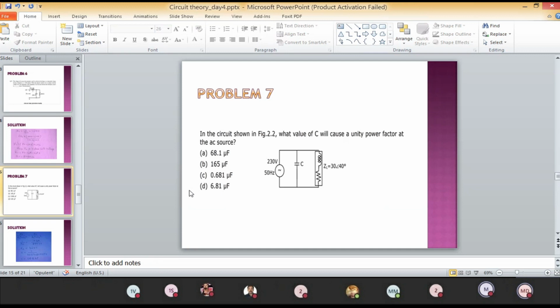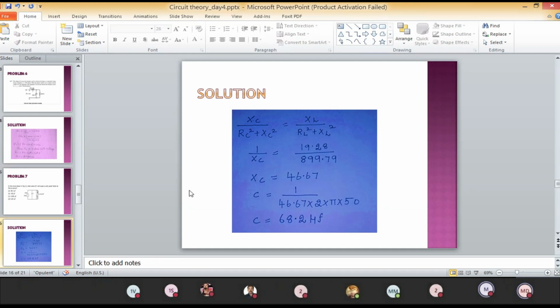So you have 4 choices: 68.1, 165, 0.68, 6.81. The nearest answer is 68.1 microfarads. See here, you have 0.68 and 6.81, which are nearly close to 68.1. So you have to take care that you should not commit any errors while working out the problems. Sometimes a small decimal mistake will give you a wrong solution. So please be watchful and cautious.